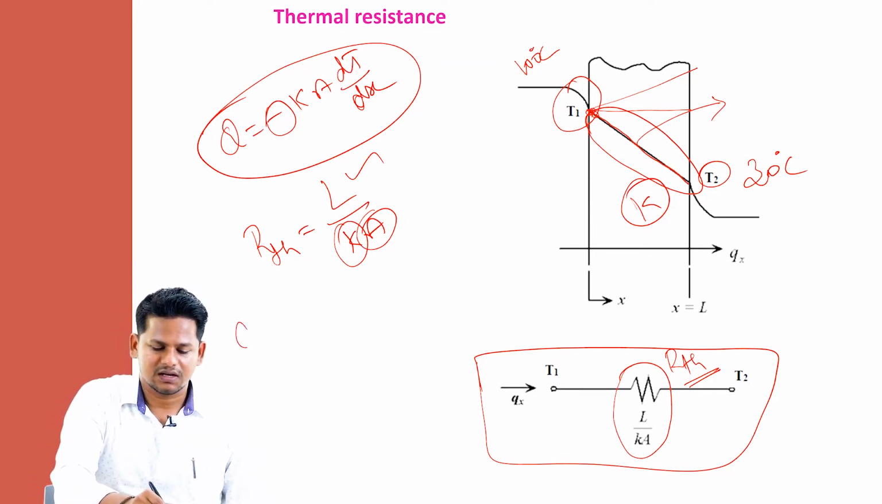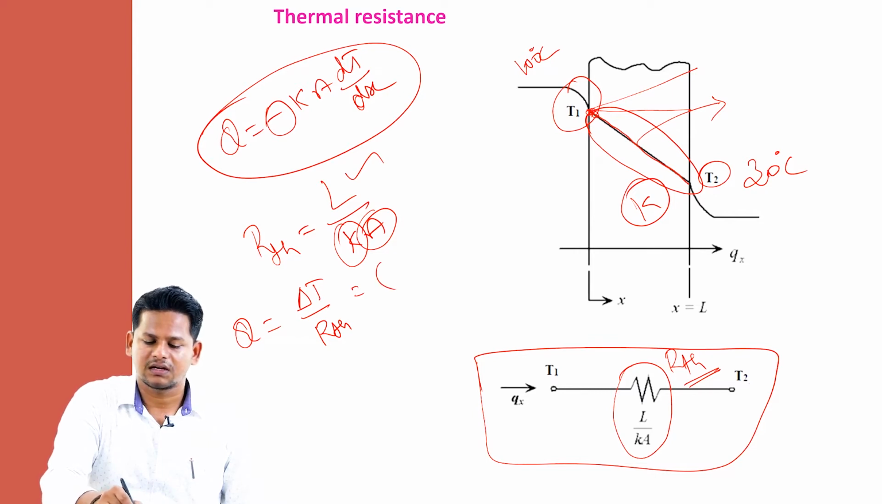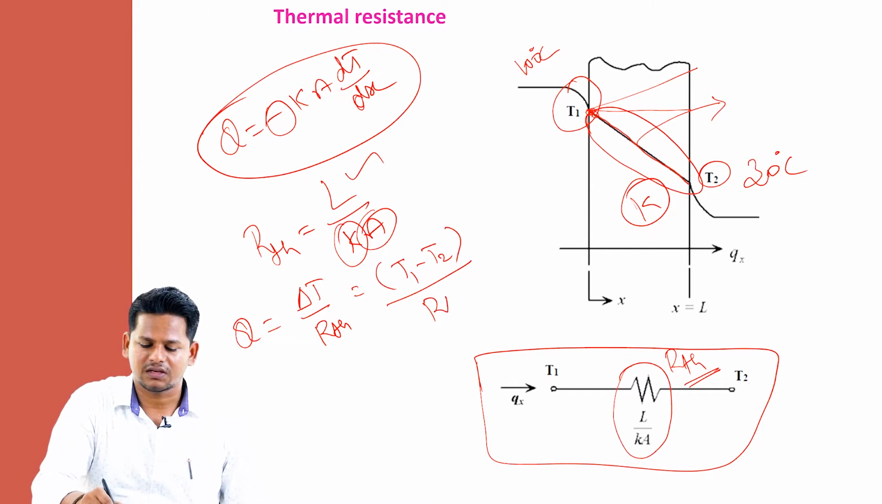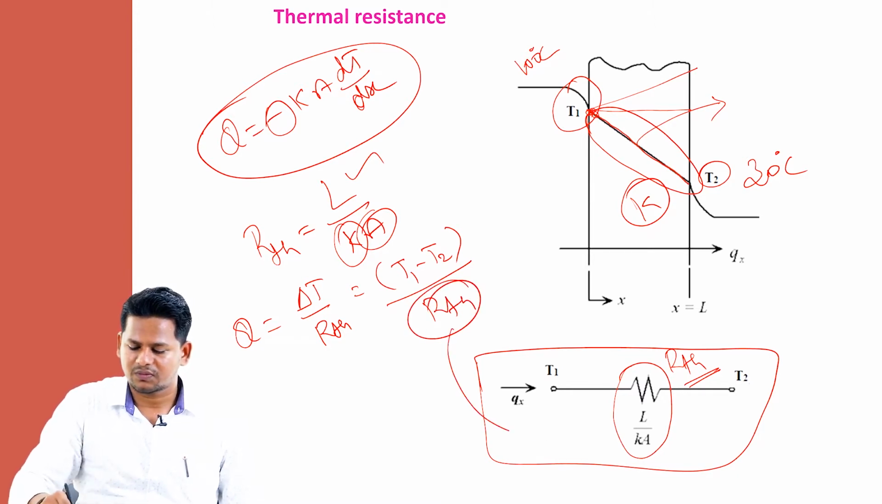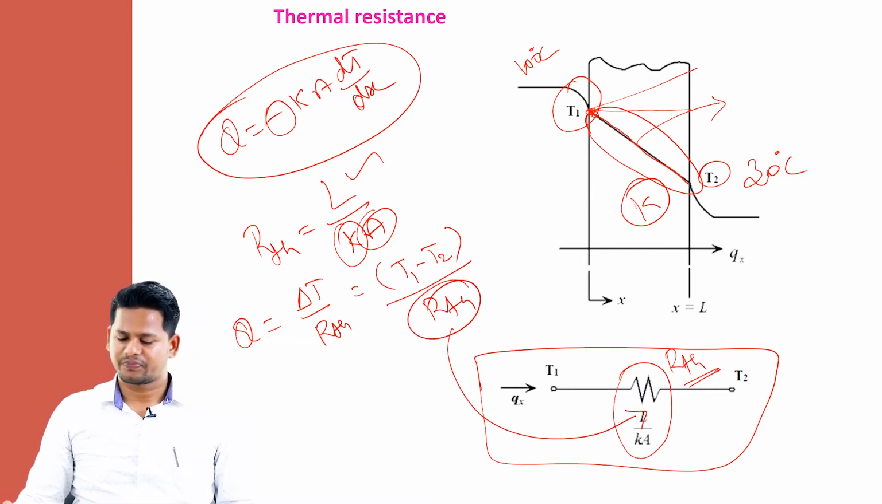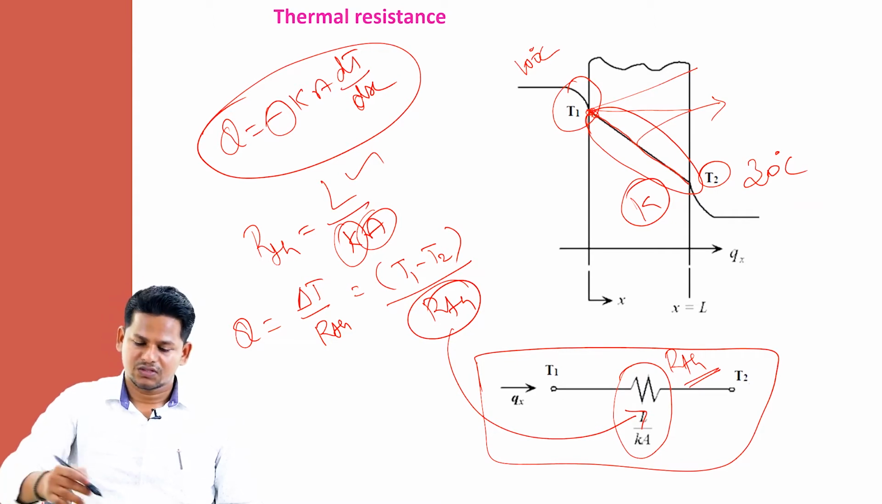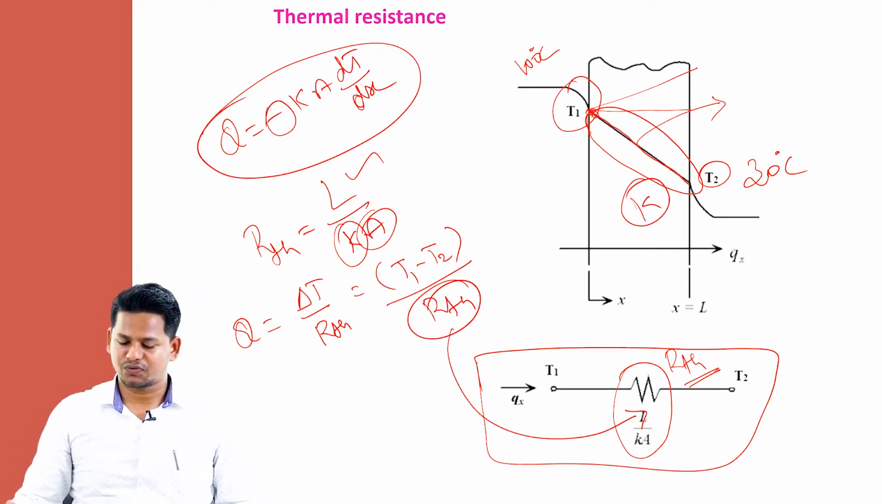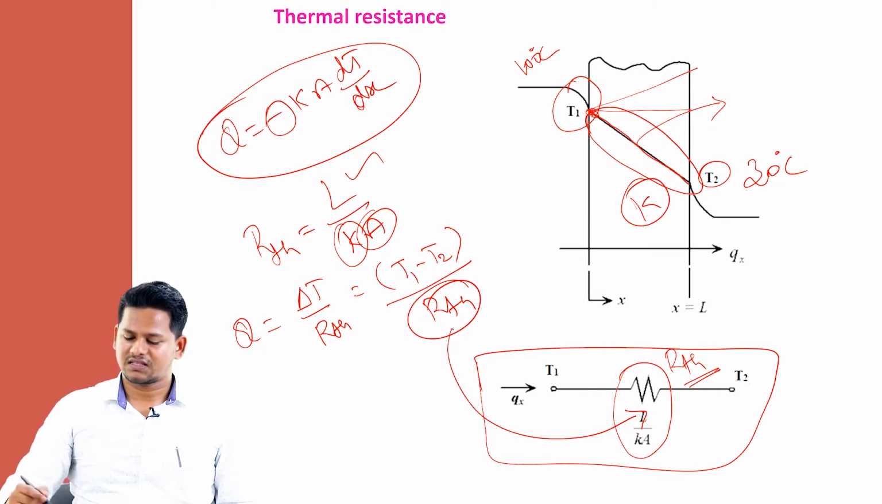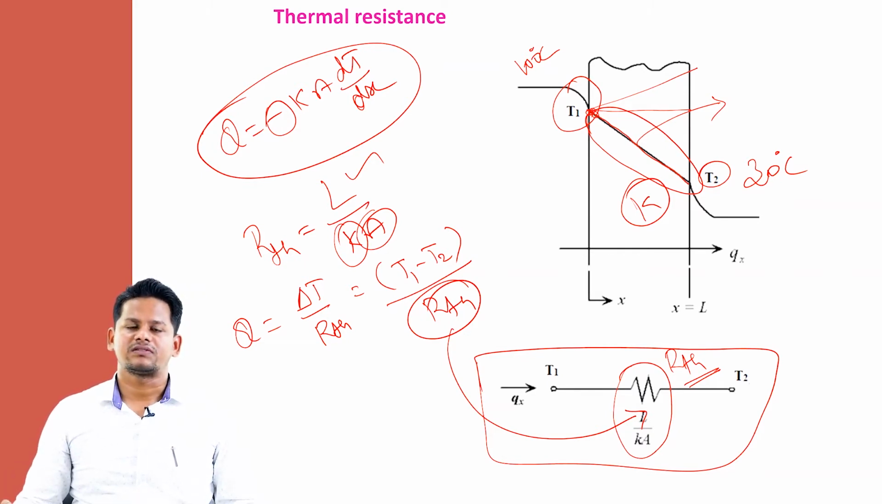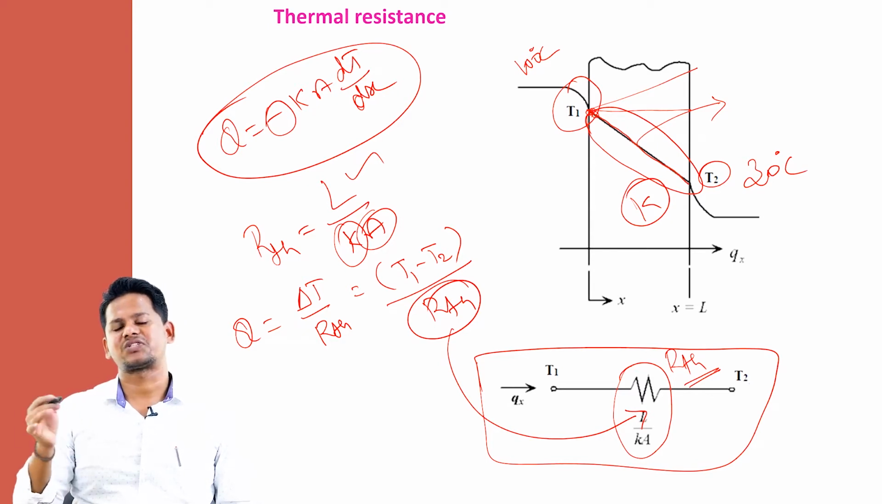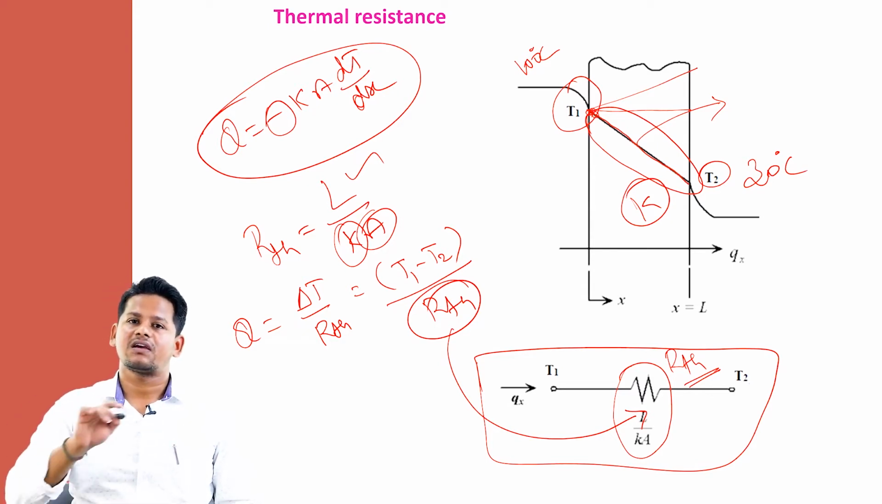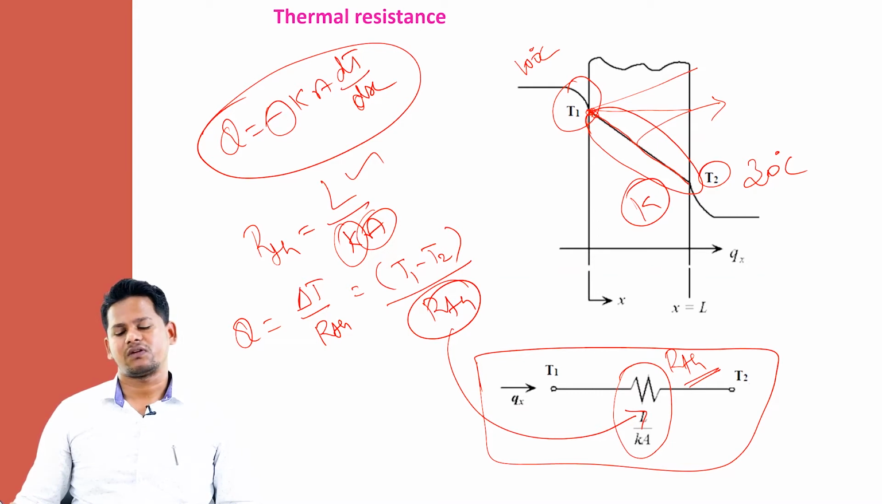Once you know this R_th, you can easily find the value of Q. Q is nothing but delta T by R, or dT by R. What is delta T? T1 minus T2, higher temperature minus lower temperature, divided by R_th. How can you find R_th? From here we can easily find R_th. R_th is L by KA. In this way you can easily find the one-dimensional steady-state heat transfer rate in a homogeneous plane wall.